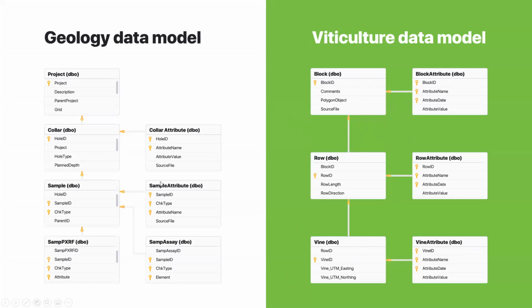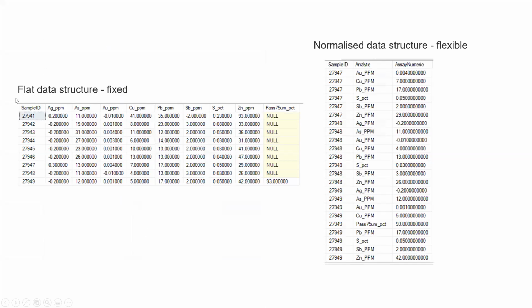So one example of that is if we use a flat data structure like this, where we have sample and we have all of these columns that are specifically created, then you end up with very, very wide tables.